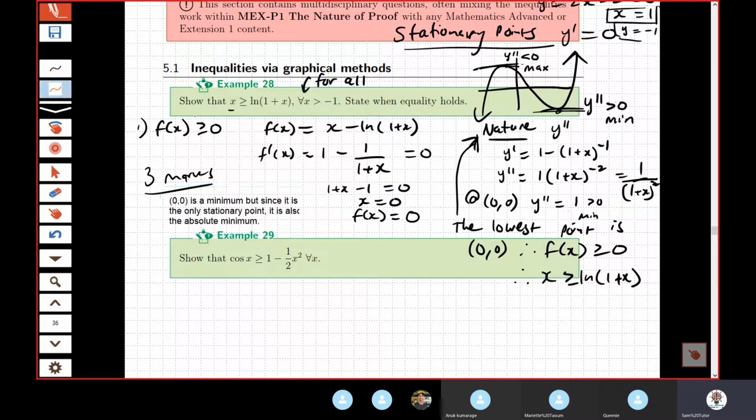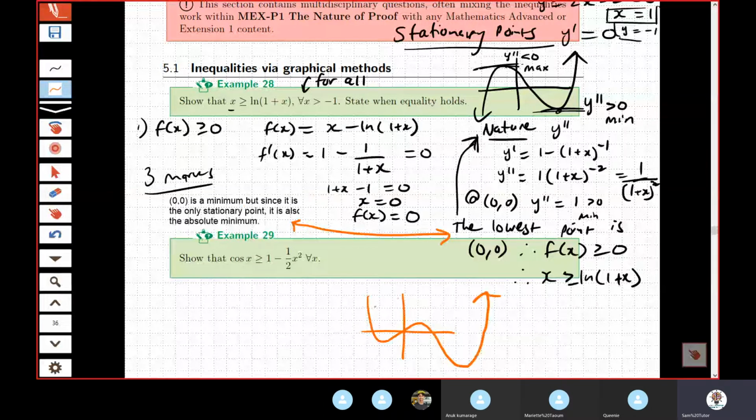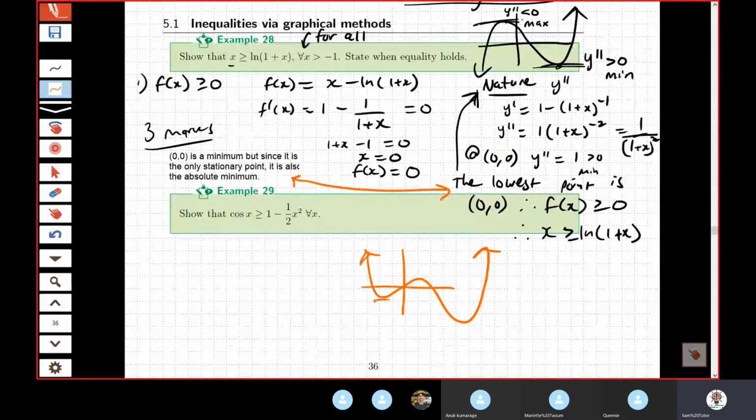And if you don't write that, you might not get 3 out of 3, and you might get 2 out of 3. So you can't just add the lowest point. You have to actually say (0, 0) is a minimum point, which I think we understand. The thing is, this is also a minimum point. That's a minimum, and that's a minimum. This is the absolute minimum.